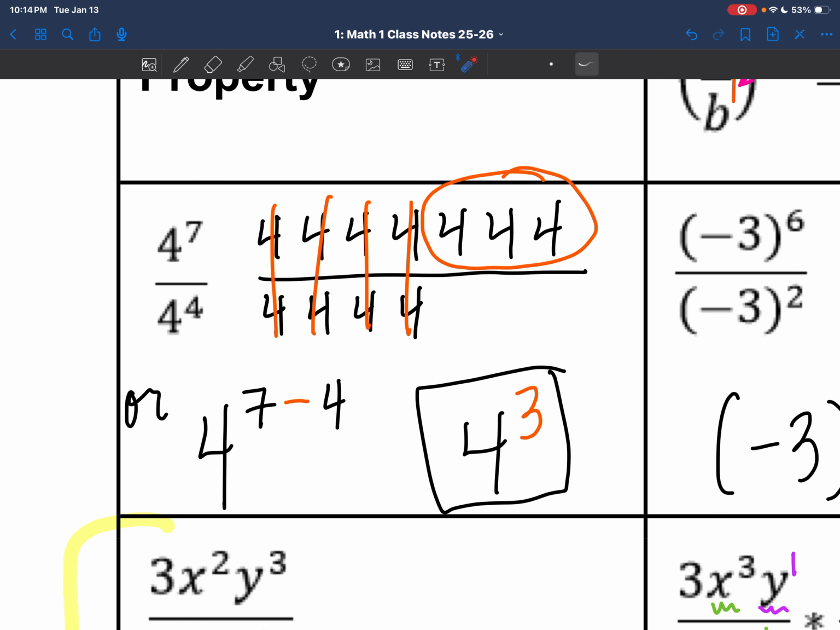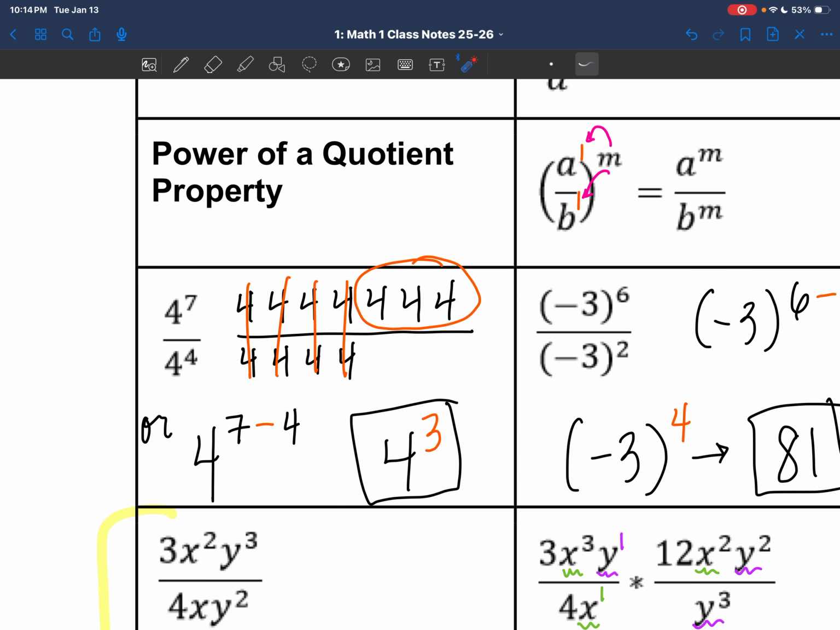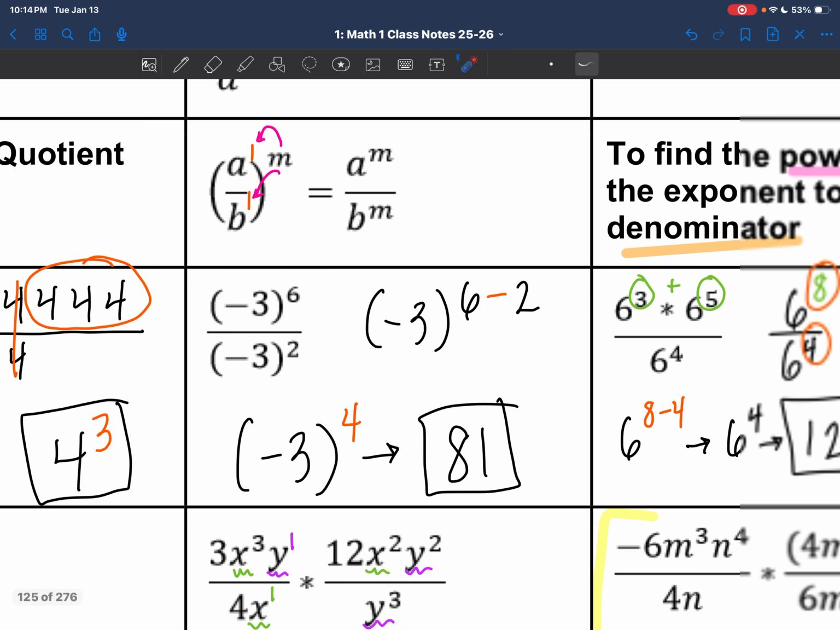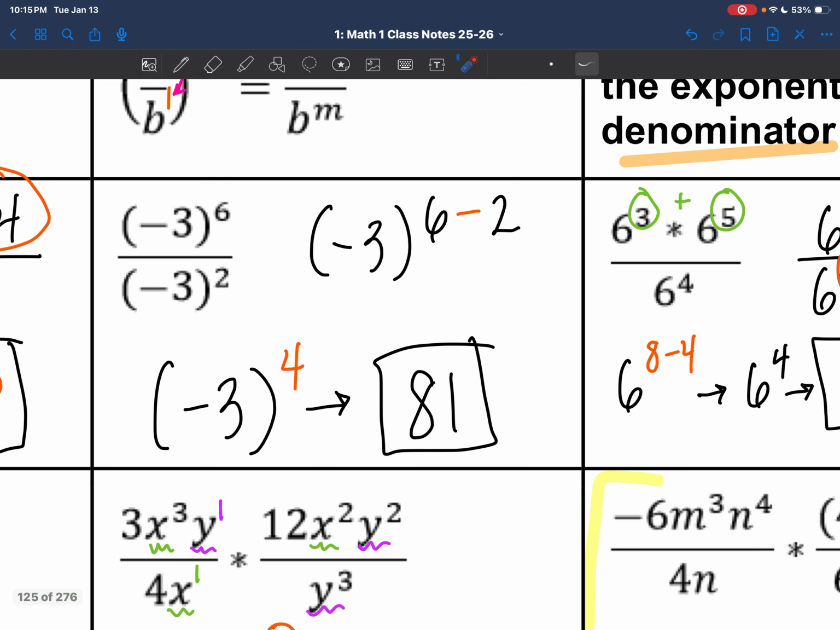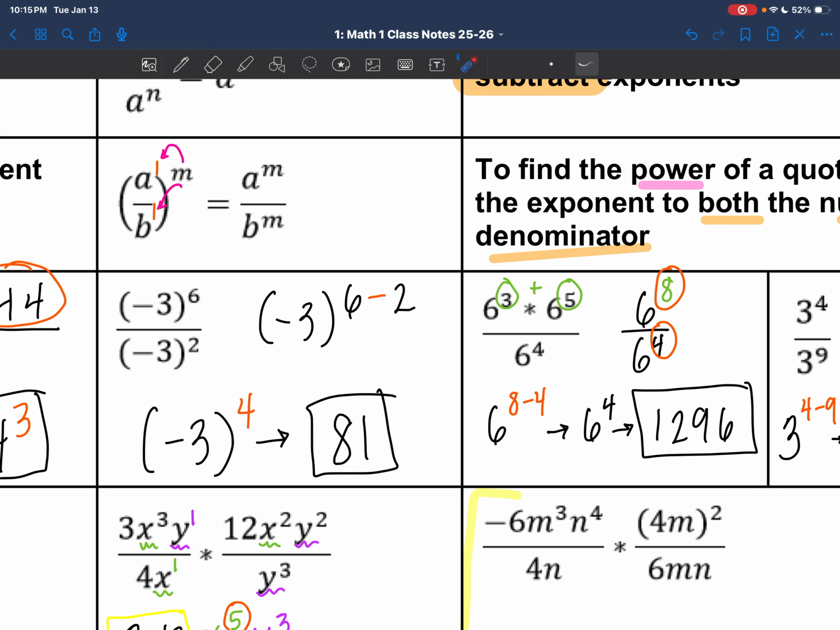Or what we can do is the quotient property, where you write your base and you take your numerator minus denominator. And 7 minus 4 is 3. So either way works, and then you can continue to simplify that by multiplying it all the way out. All right, now here we have the same base of -3, so I can go 6 minus 2. And when you do that, 6 minus 2 is 4, which again, you can continue to simplify. Just remember that negative's attached to the 3, which would be 81.